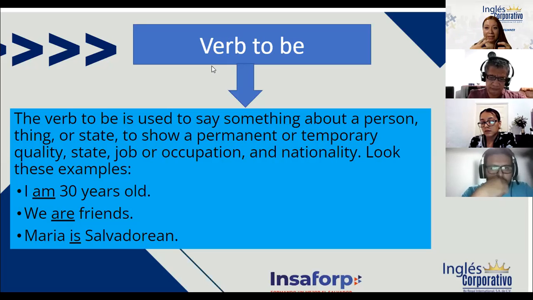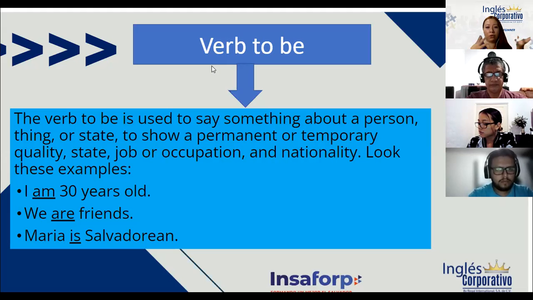Cuando queremos expresar sentimientos, por ejemplo, I am angry, estoy enojada. I am angry, right? Ese es mi estatus en ese momento. Así que voy a ocupar el verbo to be para expresar esas cosas, right? Tal y como lo dice, ser o estar. Okay? Now, tenemos tres ejemplos acá. El primero que nos leyó Ricardo decía, I am 30 years old. Very close to my age, cerca de mi edad. I am 32 years old, en mi caso, right?